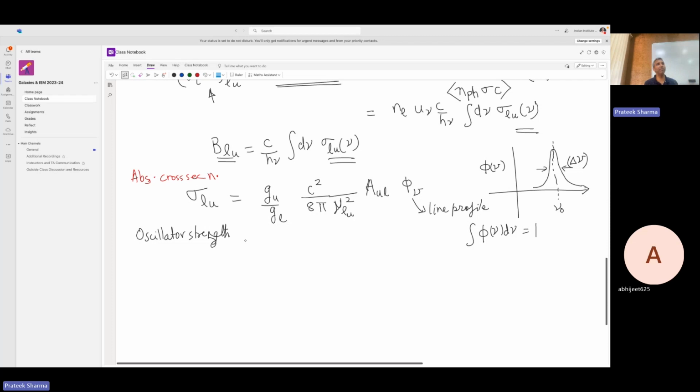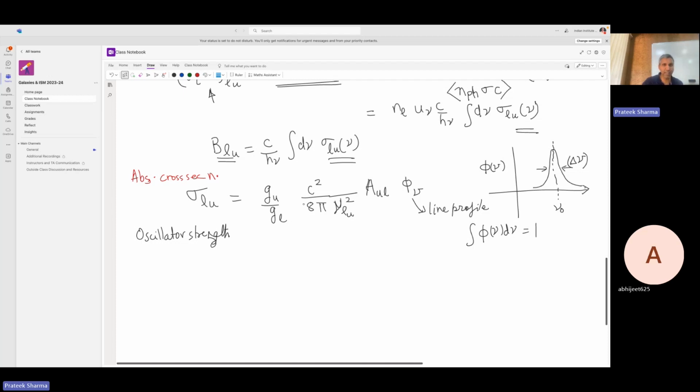At some point we were talking about allowed transitions, semi-forbidden transitions, forbidden transitions. The allowed transitions have large values of Einstein's A, so they have very fast spontaneous decay. Similarly, if you emit efficiently, you also absorb efficiently. That's because of detailed balance. So all those are proportional to A. Oscillator strength is another way of quantifying the strength of these transitions, which is used sometimes.